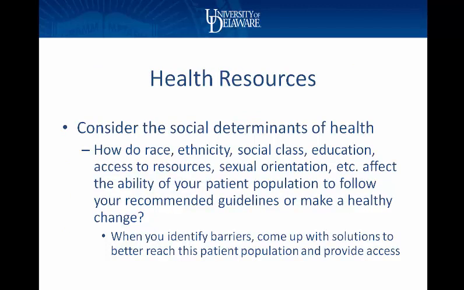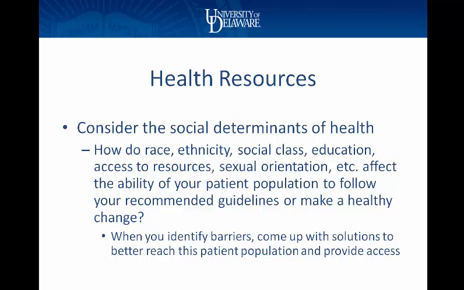Health resources. So in terms of health resources, you want to consider the social determinants of health. And at this point, you know what those are. Race, ethnicity, social class, education, access to resources, including health care, sexual orientation. How do all of these factors affect the ability of your patient population to follow your recommended guidelines? So we know, again, that people cannot follow your recommended guidelines if there are other barriers to implementation. So how can you help them make a healthy change?